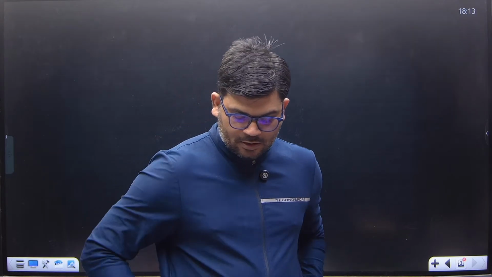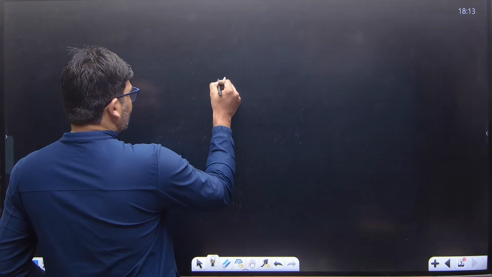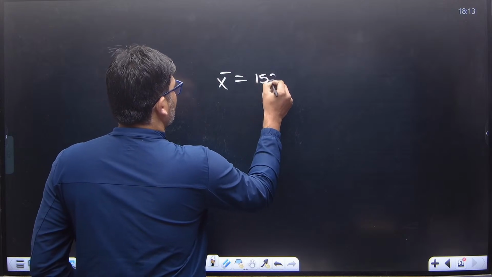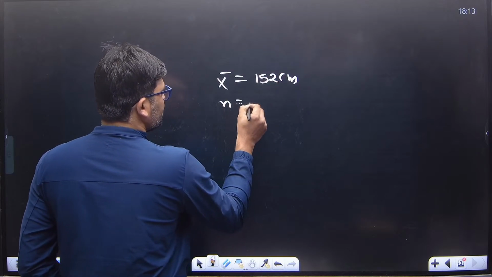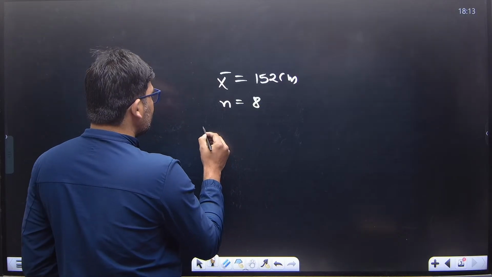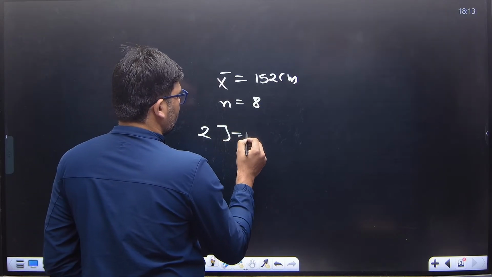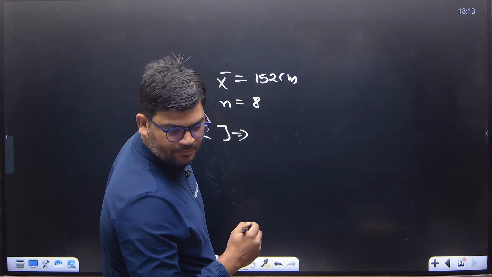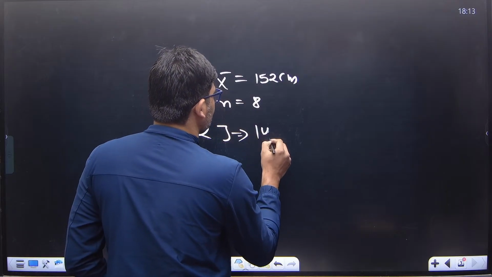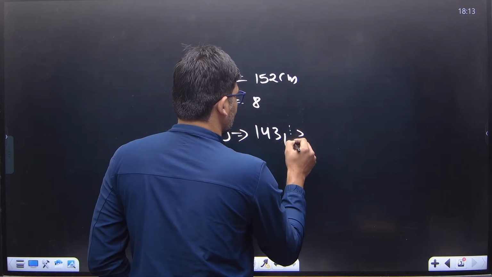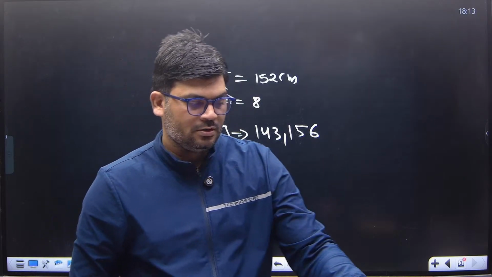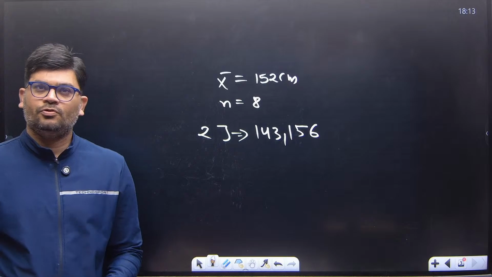Okay? So I am writing mean height is how much? It is 152 centimeter. How many students are there? Number of students is given by 8. So two more students join the group. Okay? And their heights were 143 and 156. You calculate the new mean. This question is over to you. You have to do this.